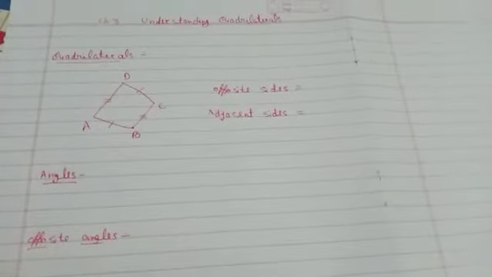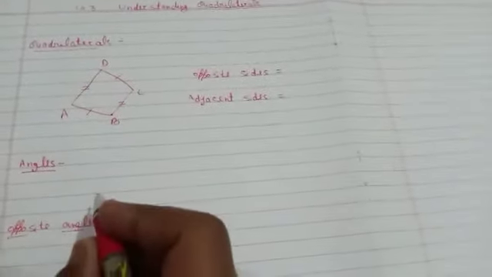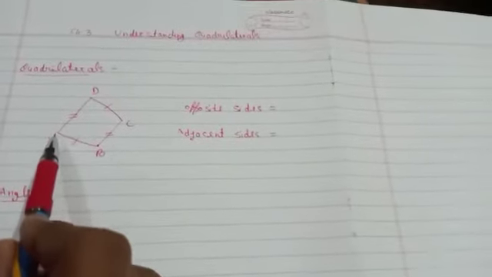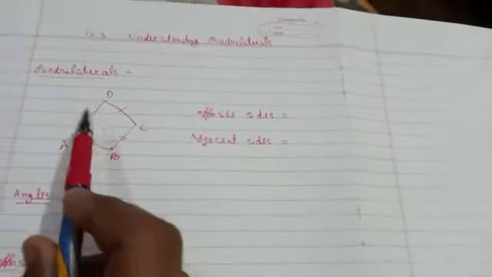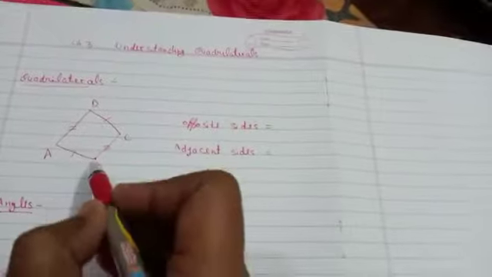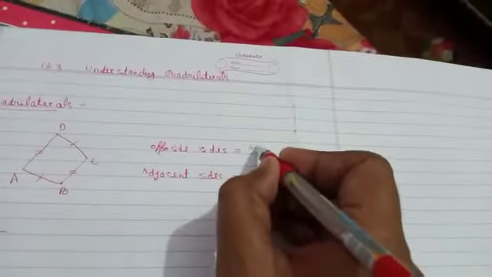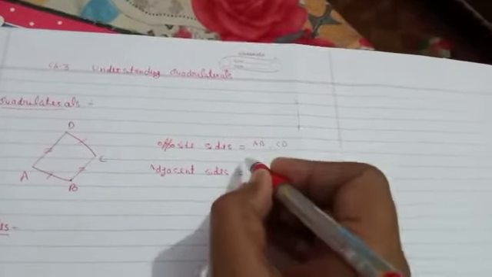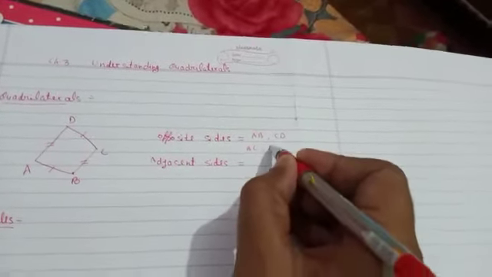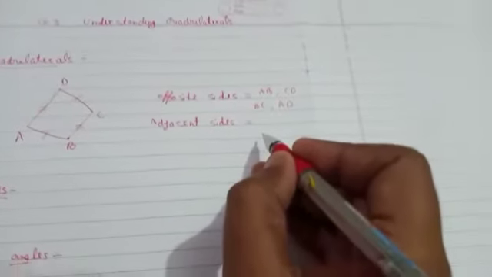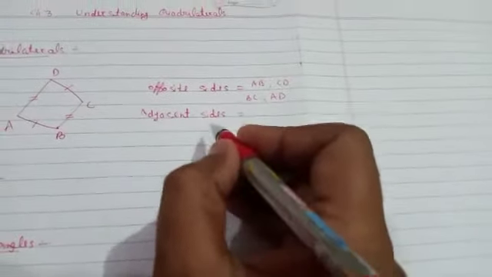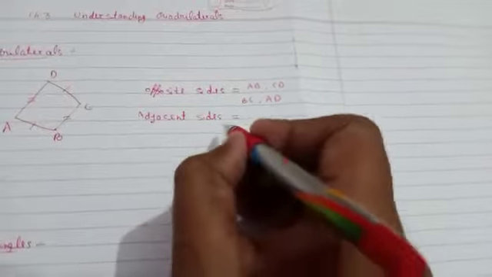As you know, a quadrilateral is a closed figure which has four sides. As you are seeing in the figure, ABCD is a quadrilateral in which AB and CD are opposite sides, same as BC and AD are also the opposite sides.